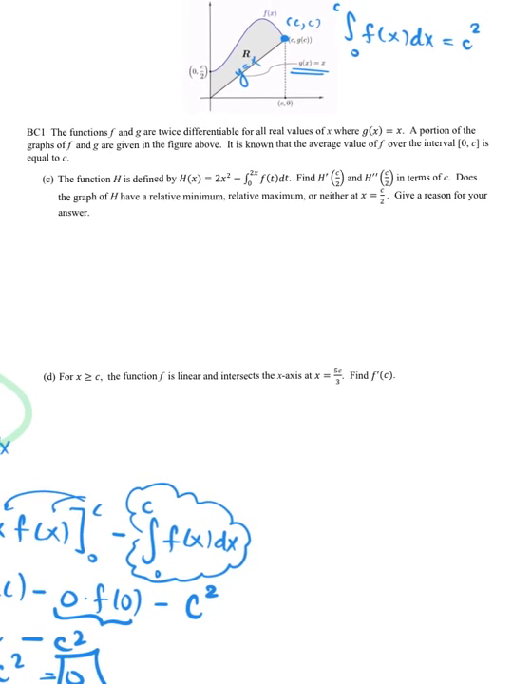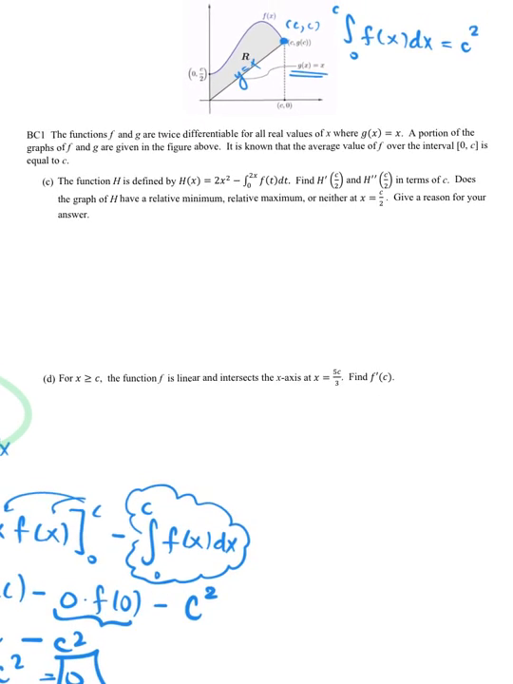So for this one here, they say the function h is defined by h of x equal to, so they're giving us this equation right here. So here's a whole new function, and it's defined in terms of 2x squared and then the integral of f. And they want us to find h prime and h double prime evaluated at c over 2 in terms of c. And then they ask you some questions about that.